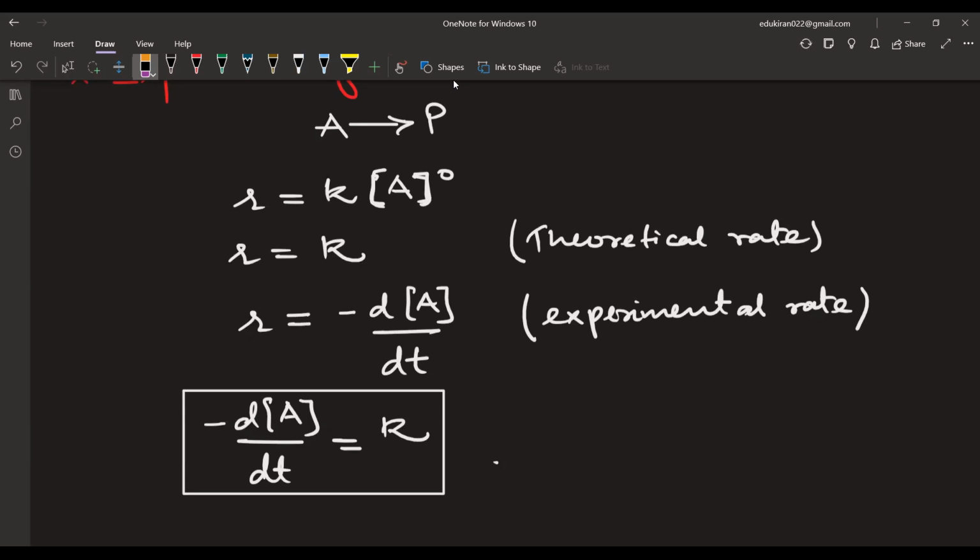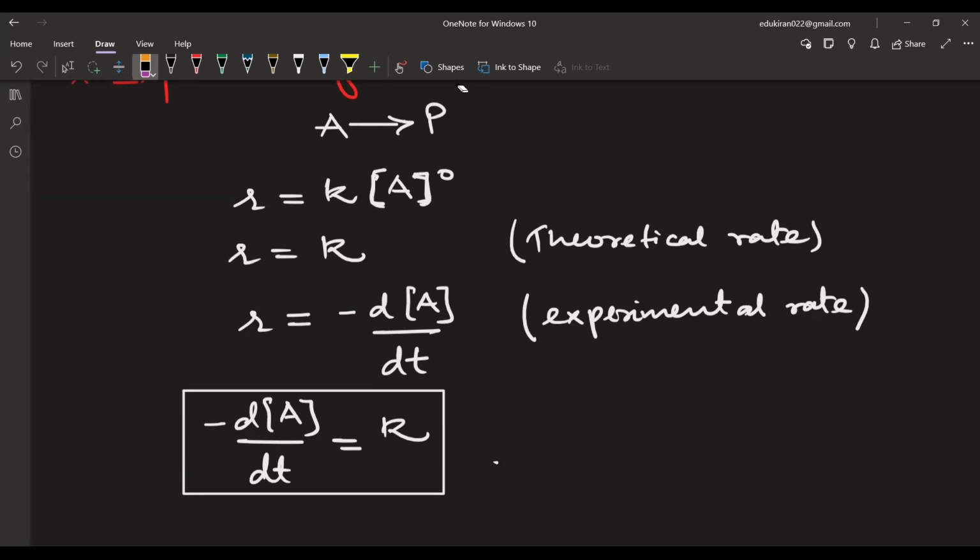So this experimental rate has nothing to do with order. Please remember this, dA upon dt has nothing to do with order. You take A and start reacting, then you see how much A has been consumed in a particular interval of time. You divide the concentration of A that has been used by time, and you get the rate. It has nothing to do with the theoretical order of reaction.